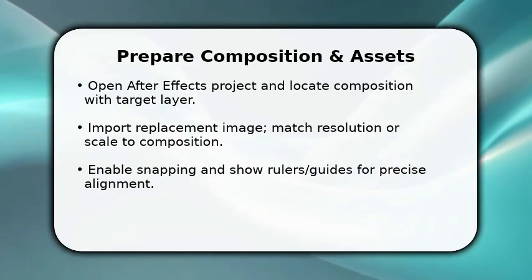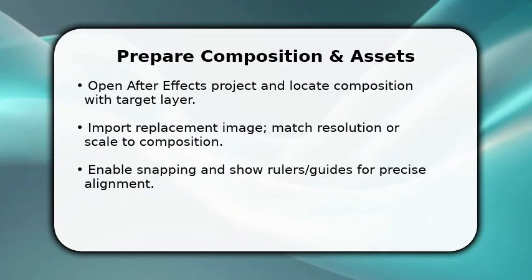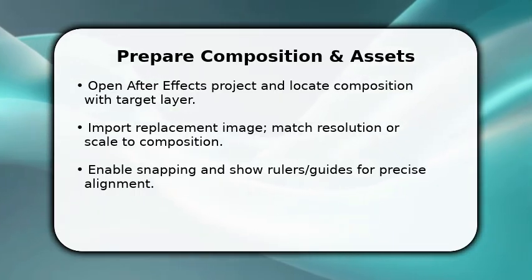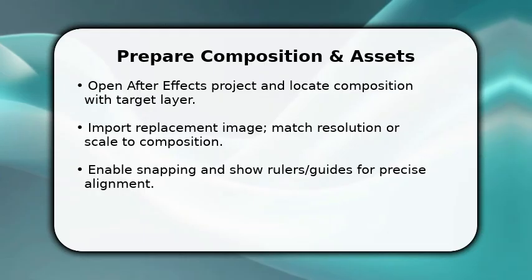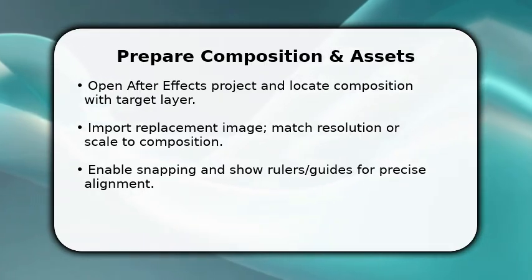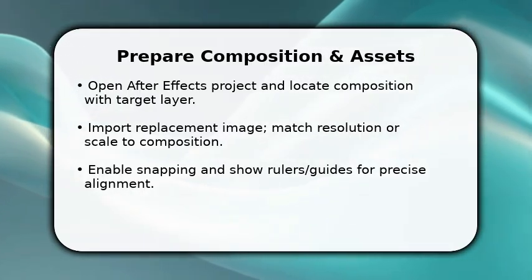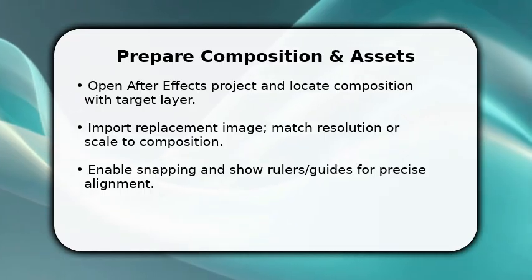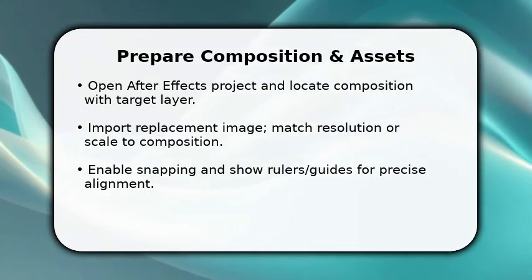You start by opening the comp that contains the photo you want to replace. Import the new image into the project panel and check its pixel dimensions. You want it close to the comp size to avoid heavy scaling. Once done, drag the new asset into the timeline above the original layer so you can align it.